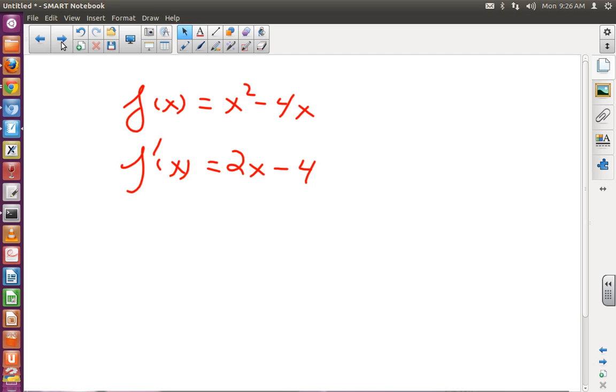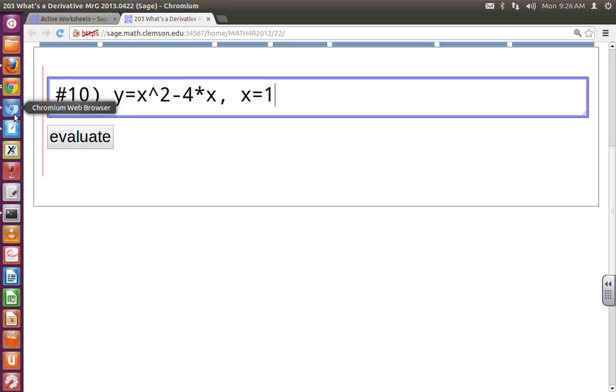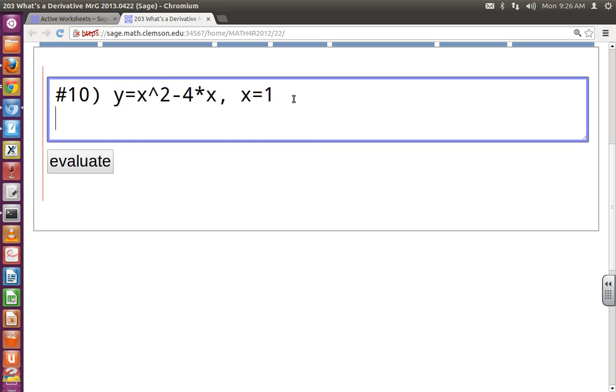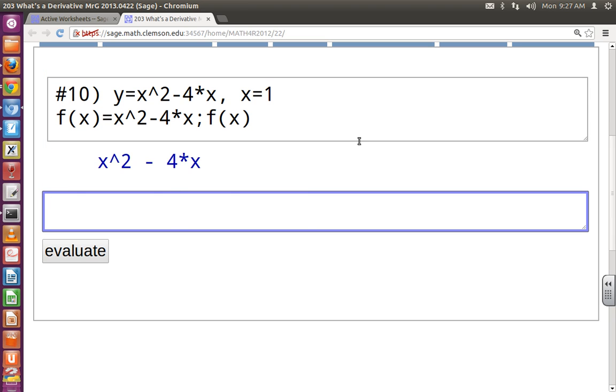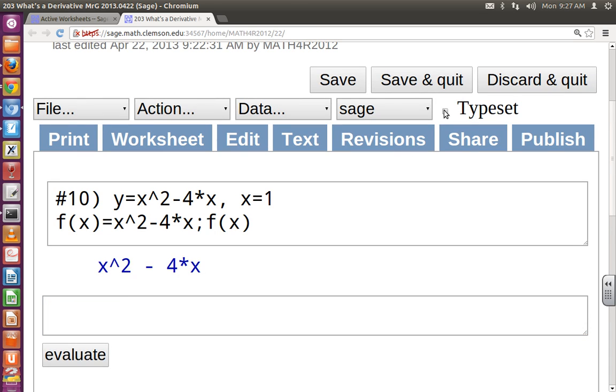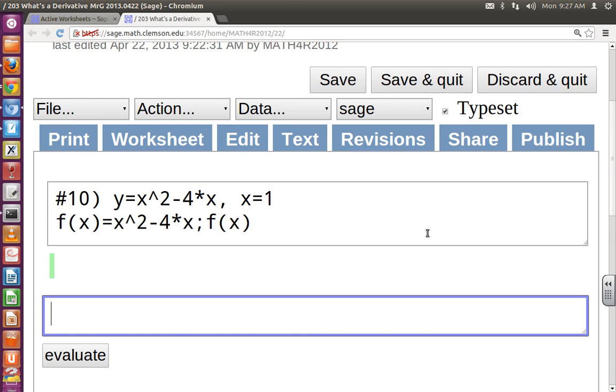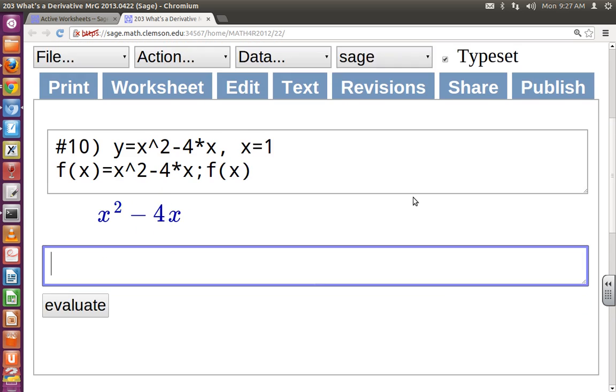Let's go to Sage and answer the question. We need the equation of the tangent line, right? How do you do that? Well, first of all, let's say f of x is x squared minus 4 times x, and let's say I want to display that. Is that pretty print? Nah, let's make it pretty print. Alright, there's f of x.